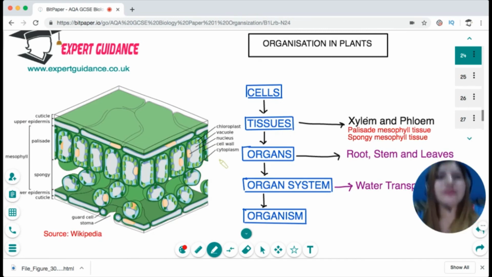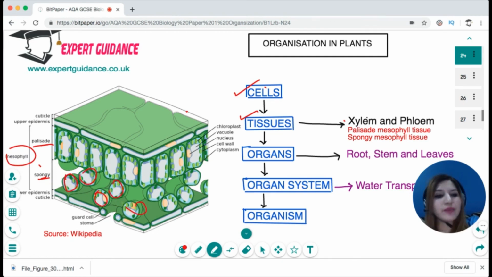Now we have discussed organization in animals. Now let's discuss organization in plants. The plant cell is there. We discussed the plant cell in the cell biology video. Then the plant cells get organized into tissues: xylem, phloem, the palisade and spongy mesophyll. These are the tissues. You can see the spongy cells are the ones which have greater air spaces between them but are photosynthetic. The palisade cells are arranged next to each other, which are also photosynthetic.